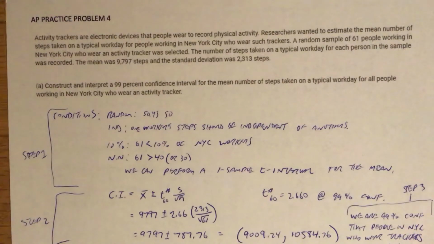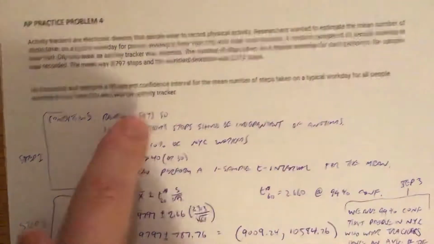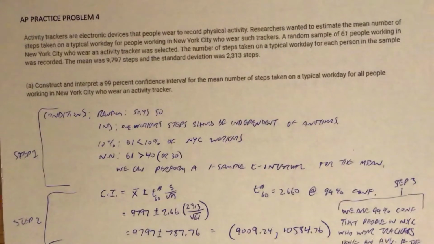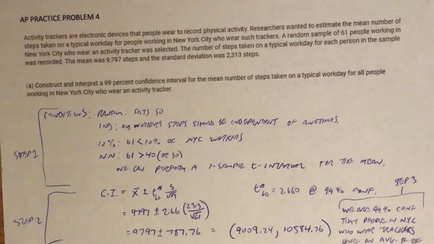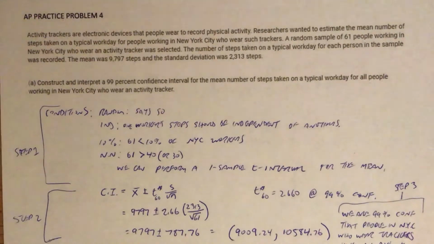It says it in the problem that they were randomly picked, right? I think I can see it right here. Random sample 61. Boom, they said so. So we're trusting them. Is the independence condition met? It's reasonable that one worker is not affecting another worker's, especially since they were randomly picked. They're probably not affecting each other's number of steps, right? So we have independence. That's good.